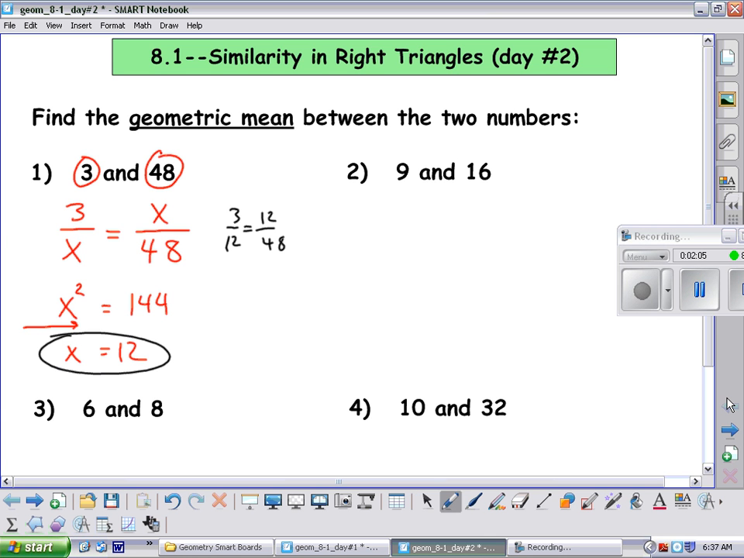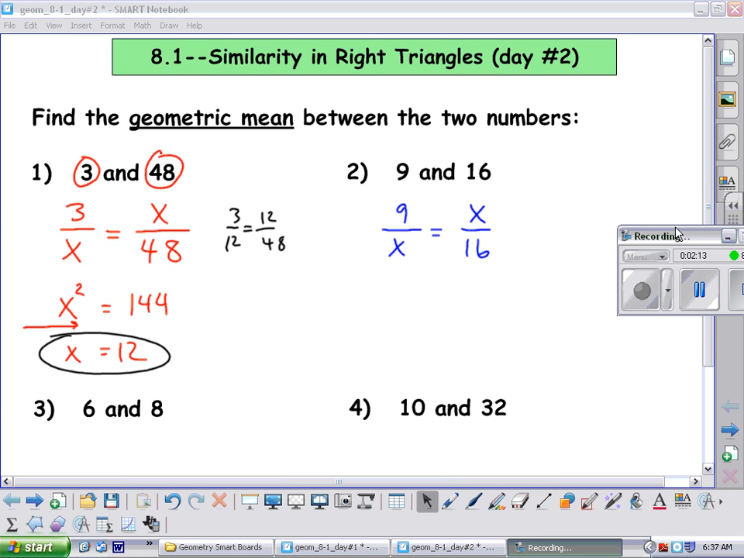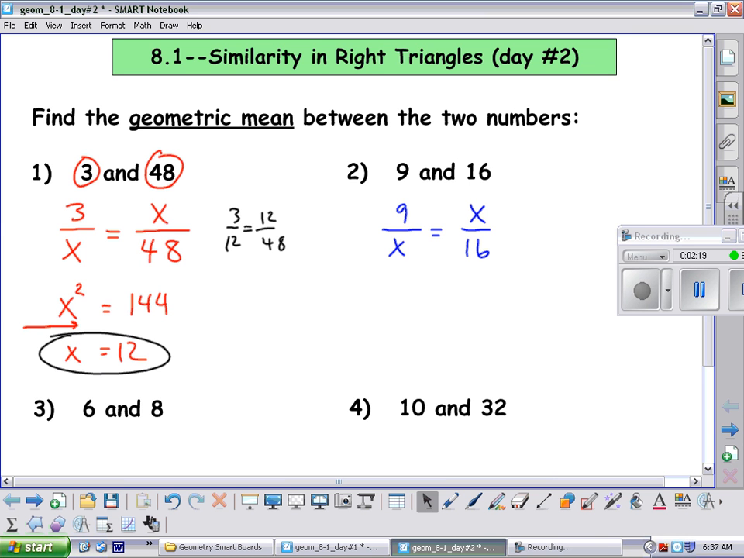So let's practice this a couple times. So 9 is my smallest number. 16 is my biggest number. All right. So let's see. 9 times 16 is 144. Yay. That makes life easy because now x squared is 144 again, and x equals 12. Take the square root of both sides.